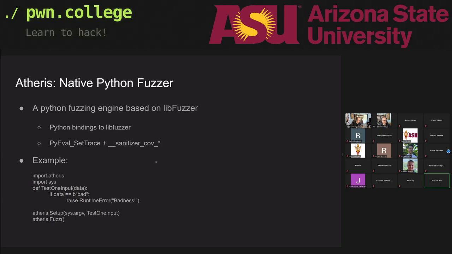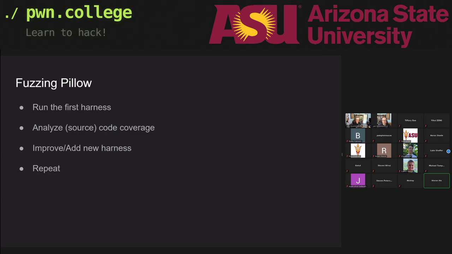Next. All right, so our plan of attack was pretty simple. It was basically to run the first harness, deploy it on the cluster, and then analyze the code coverage, see what functions were covered, see what we can improve, and then add a new harness, and then just repeat this process until we can get crashes, which was fairly early on, as we'll explain later.